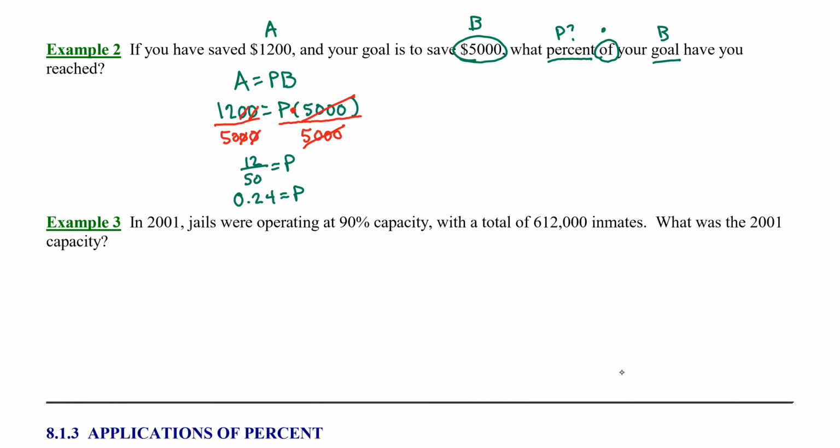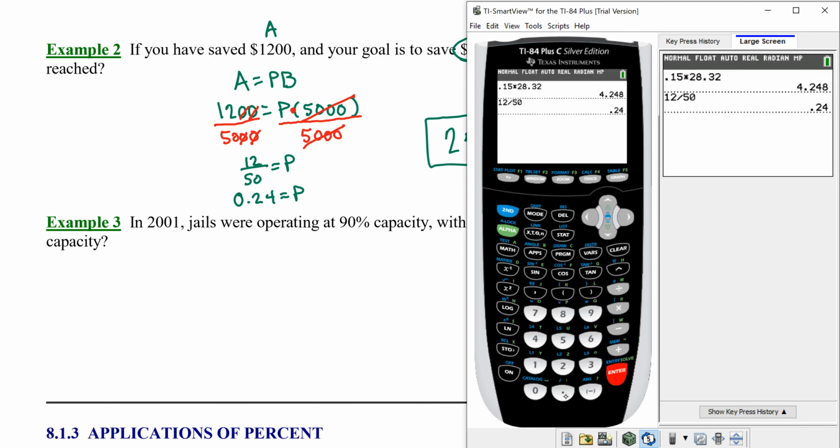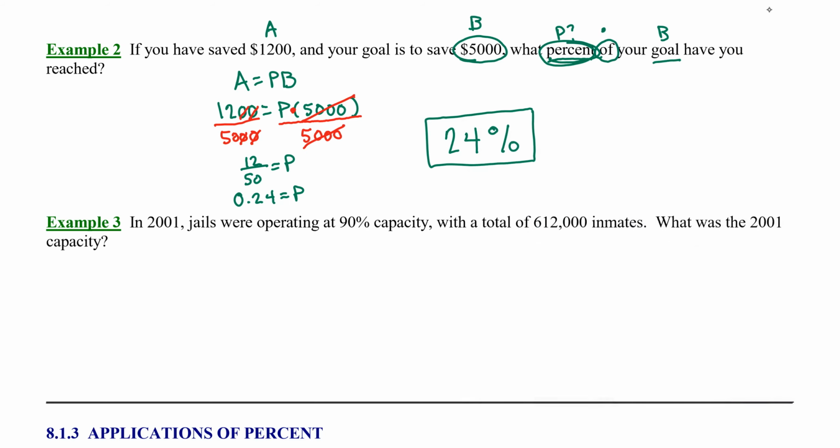Now remember, in this formula, P is always represented as a decimal. But the proper way to answer this question, since we were asked for a percent, is to move that decimal 2 places to the right and add the percent sign. Now, you can check your work by finding 24% of your $5,000 goal to see that it is, in fact, $1,200. So you are 24% of the way to your goal.